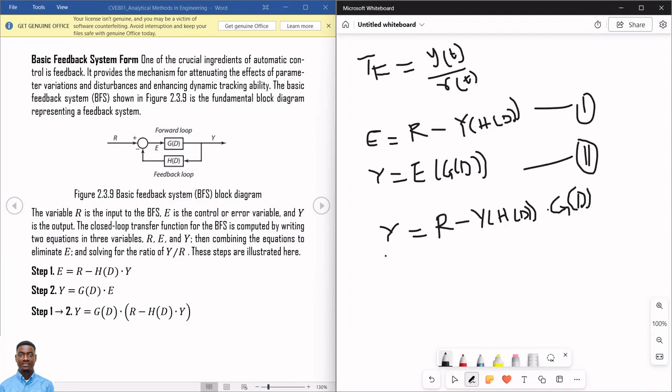So we know that for us to have a transfer function, it is Y over R, which is output over input. All our output will come to the right side of the equality sign, while our input should remain on the left side of the equality sign. So R is our input. We'll leave R on the left, while our Y would go to the right side of the equality sign.